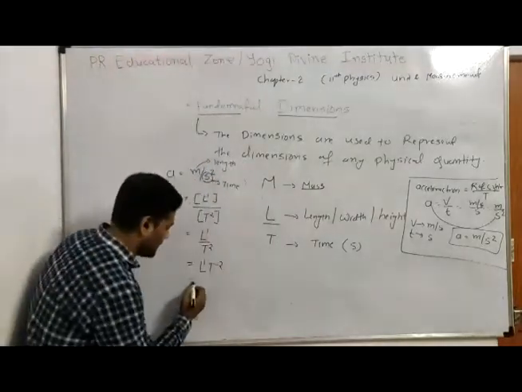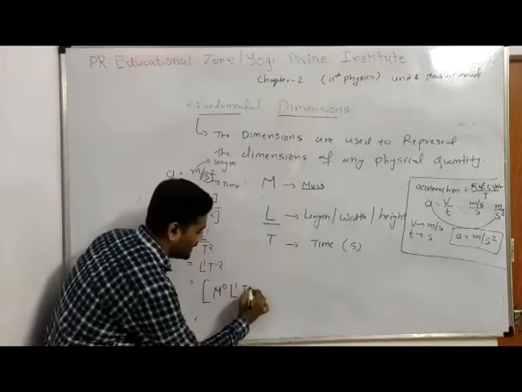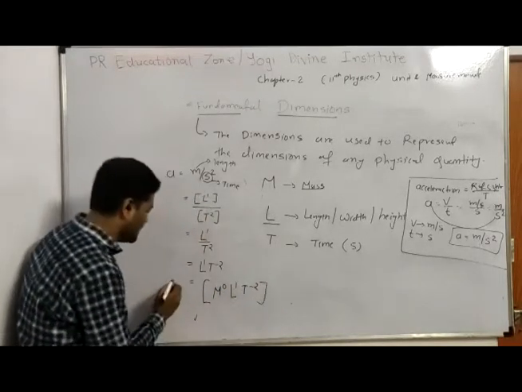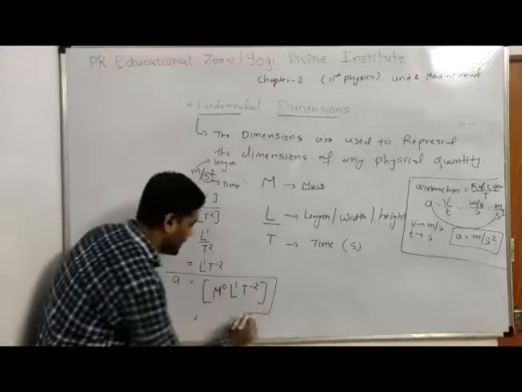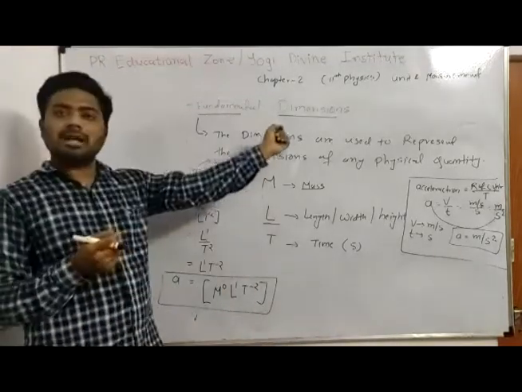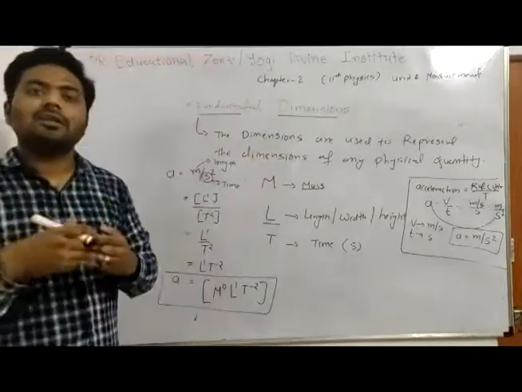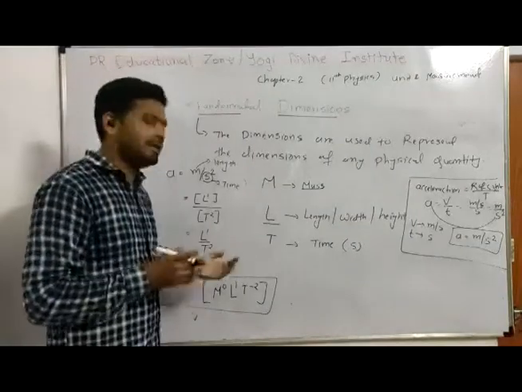So finally this will be represented by M0, L1 and T minus 2. So these are the fundamental dimensions for acceleration. Understood? So what are the fundamental dimensions? The dimensions which help to represent any physical quantities are called fundamental dimensions.